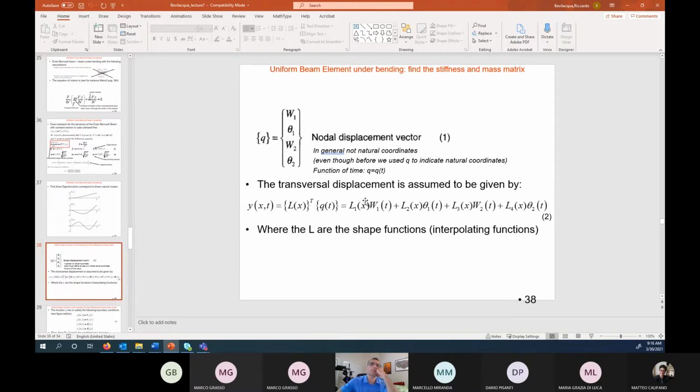So we're basically doing exactly what we've done before by separating a part that is a function of position and a part that is a function of time. And so we say that our variables W1 and 2 and theta 1 and 2 are functions of time, while these L functions are functions of where you are along the beam only. So what are these L1, L2, L3, L4? We'll see in a second.